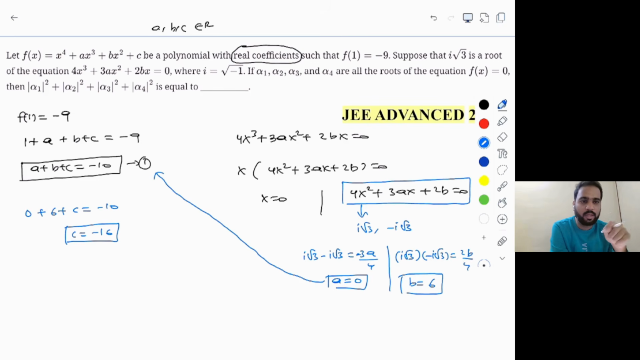that the polynomial equation has one root as i root 3. So it will have a conjugate pair, minus i root 3, just because the values a and b are real numbers here. Okay. Now let's go back to the question.